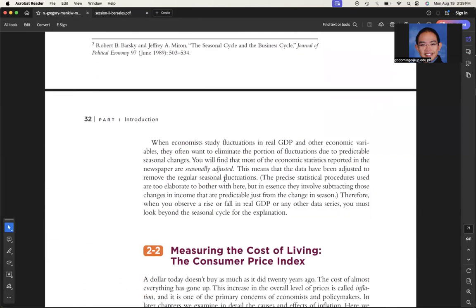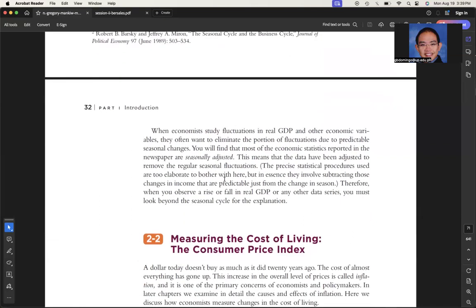When economists study fluctuations in real GDP and other economic variables, they want to eliminate the portion of fluctuations due to predictable seasonal changes. So you'll find most of the economic statistics reported are seasonally adjusted. In the Philippines, quarterly data is available, and seasonally adjusted quarterly data is also available.